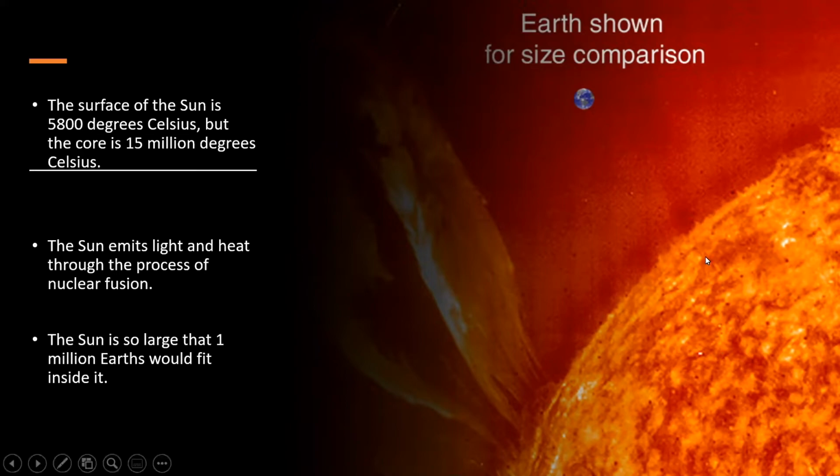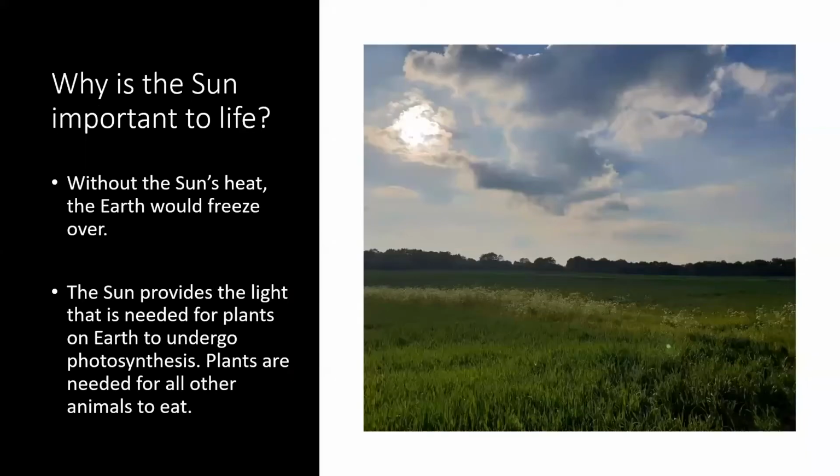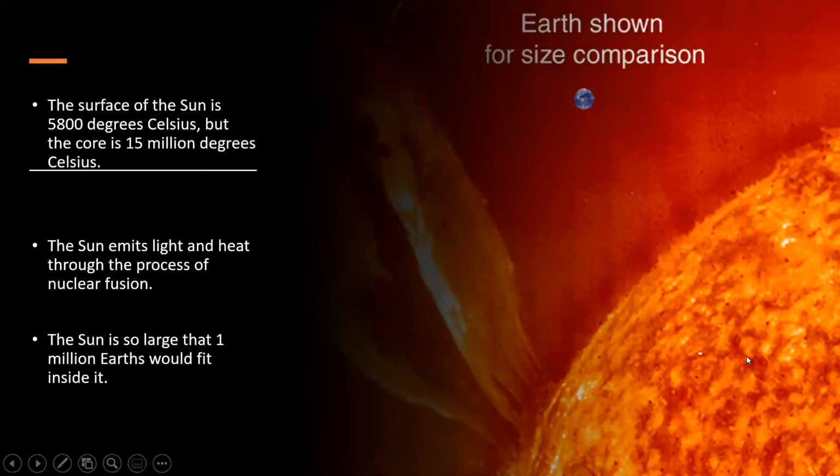The surface isn't actually as hot as you may think. It's 5,800 degrees Celsius, but the core, right inside the sun, like the core of an apple, is 15 million degrees Celsius. It emits light and heat through the process of nuclear fusion. Hydrogen gas inside it sticks together and produces energy. That's known as nuclear fusion. In radius, it's about 100 Earth radii, but the volume is such that 1 million Earths would fit inside it.